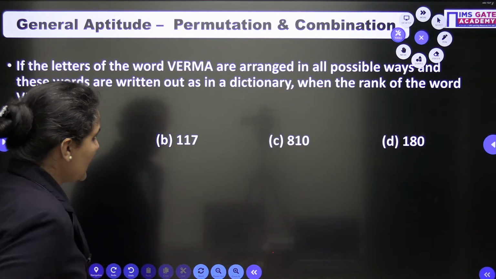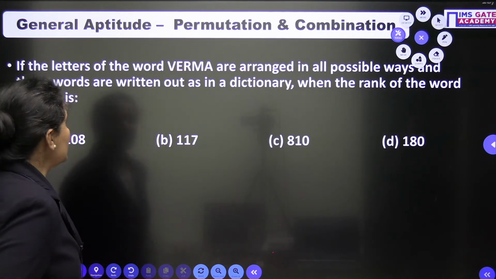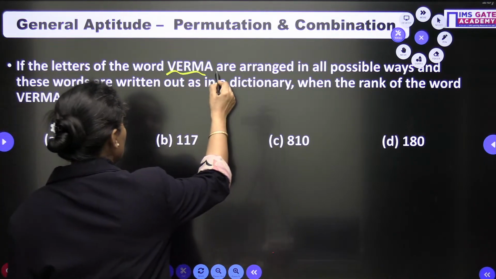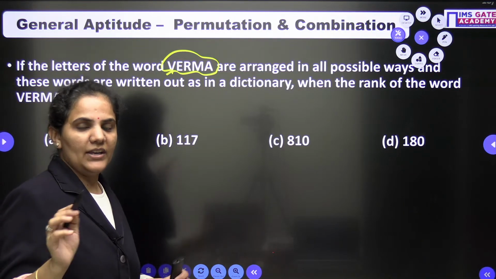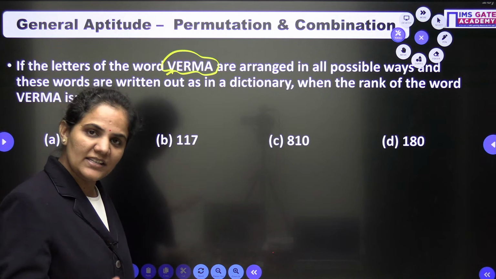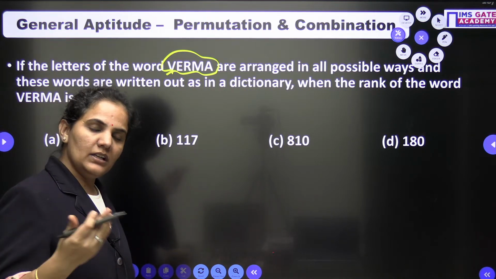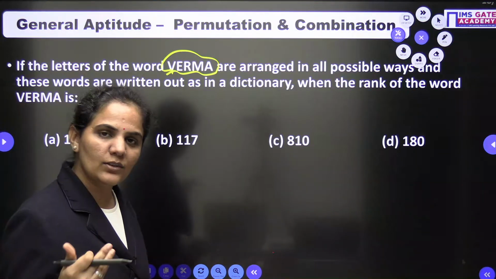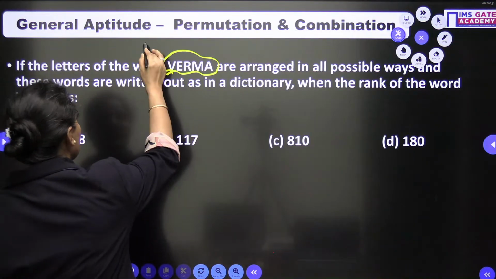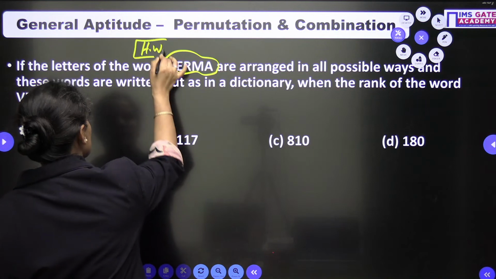This question I now want to give you as homework. This is a very good question. If the letters of the word Verma, and even you can try with your own name also. If the letters are not repeating, then very easily you can approach. If the letters are repeating in your word, then you will take more time. But you can try this question. I want to give you this question as homework.